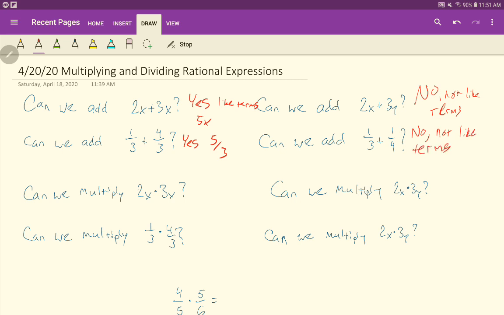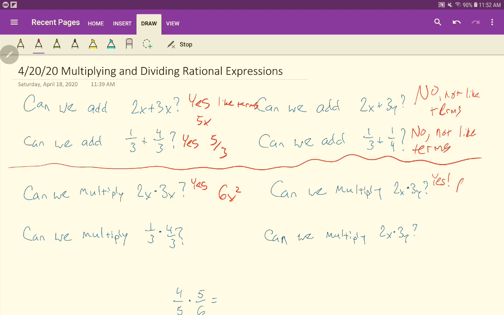All right, let's keep working here. Now, changing to multiplication. Can we multiply 2x times 3x? Again, the answer is yes. But notice I'm not writing like terms here. What is 2x times 3x? It's 6x squared. Can we multiply 2x times 3y? The answer is yes. We do not need like terms to multiply. So 2x times 3y is just going to be 6xy, and that's our answer.